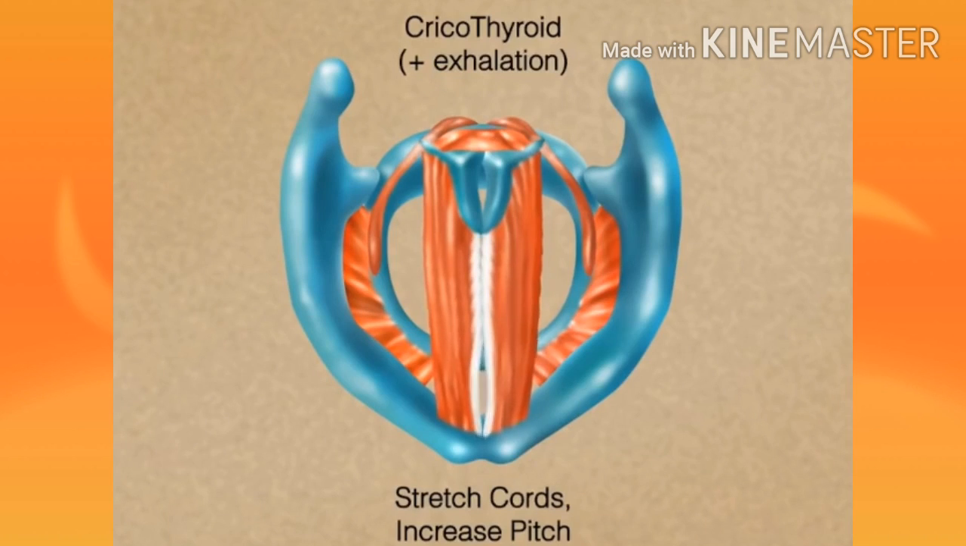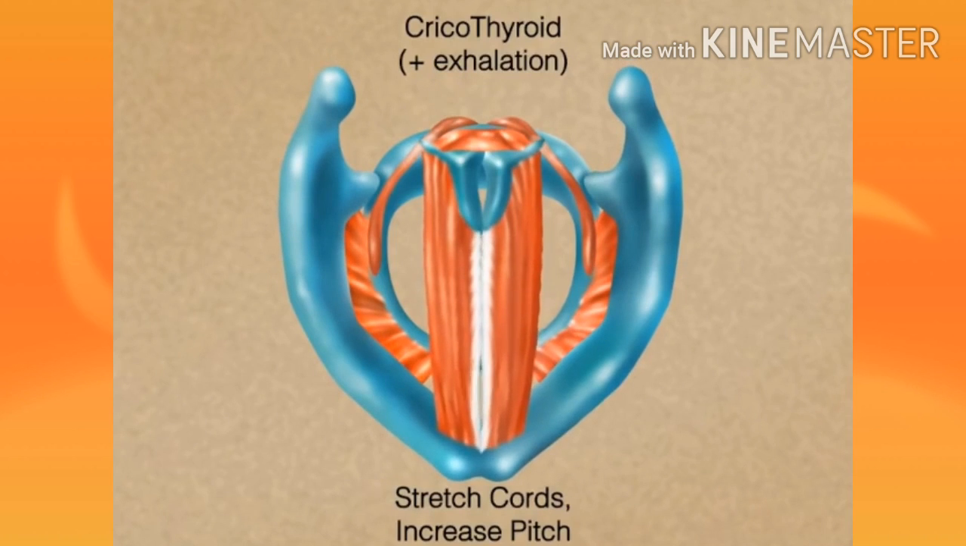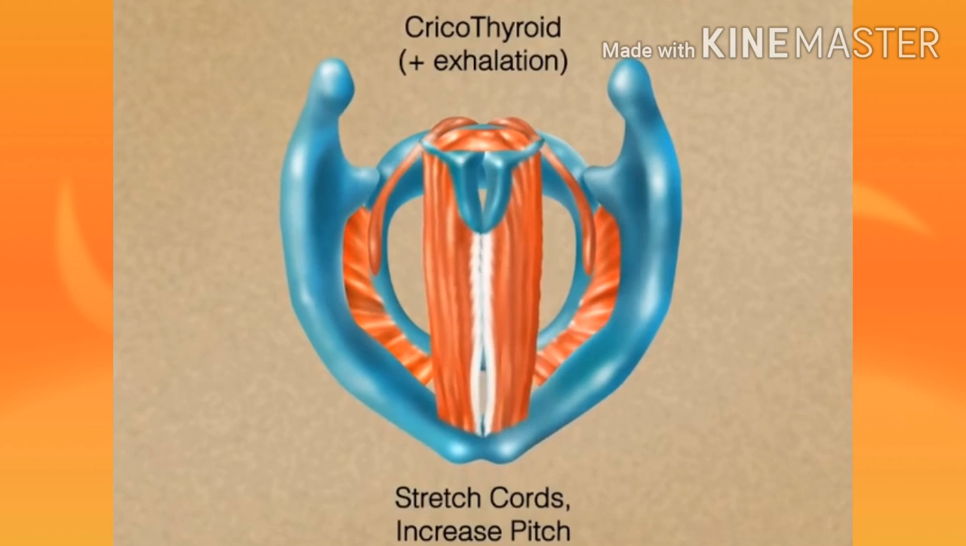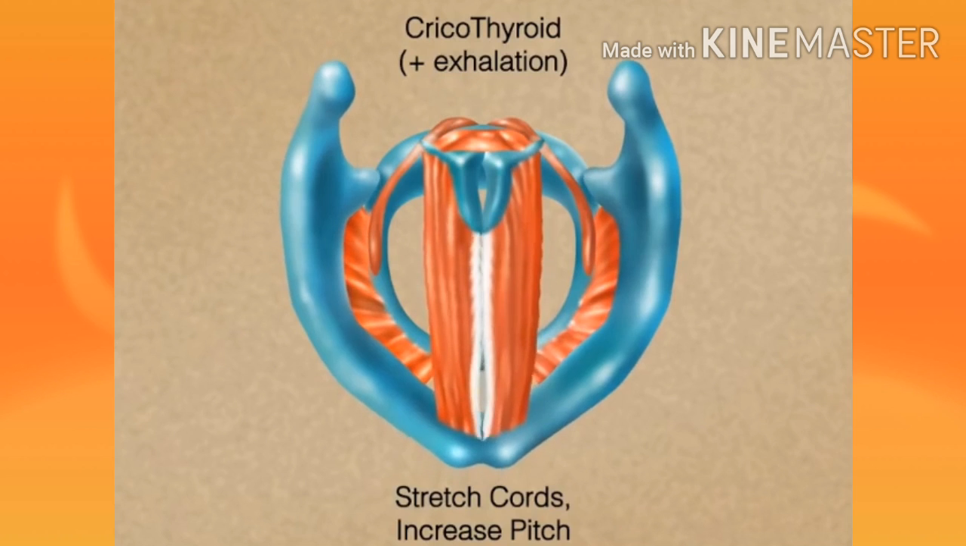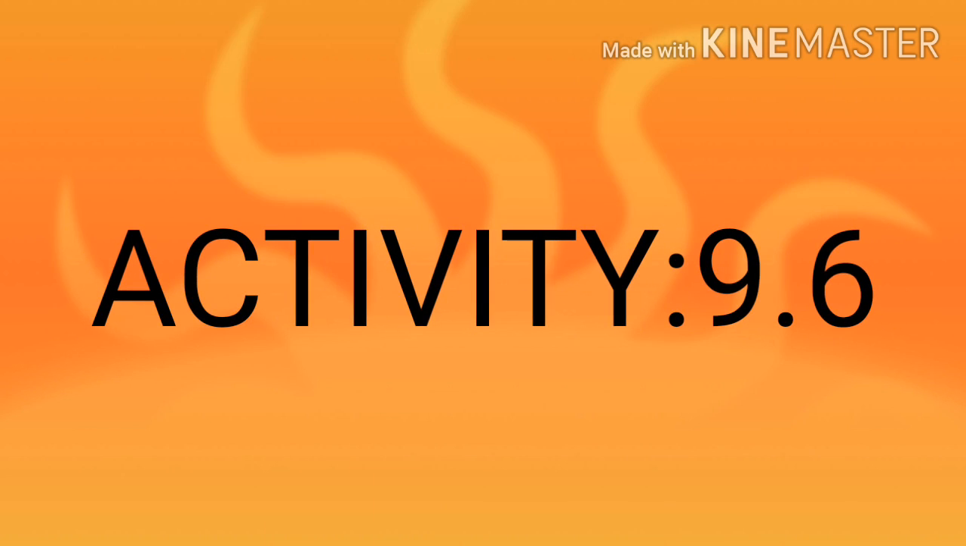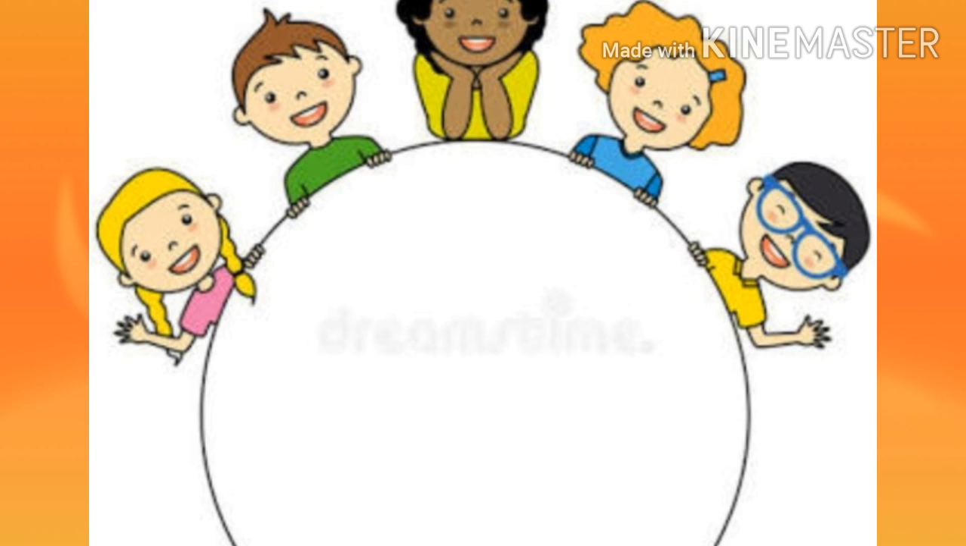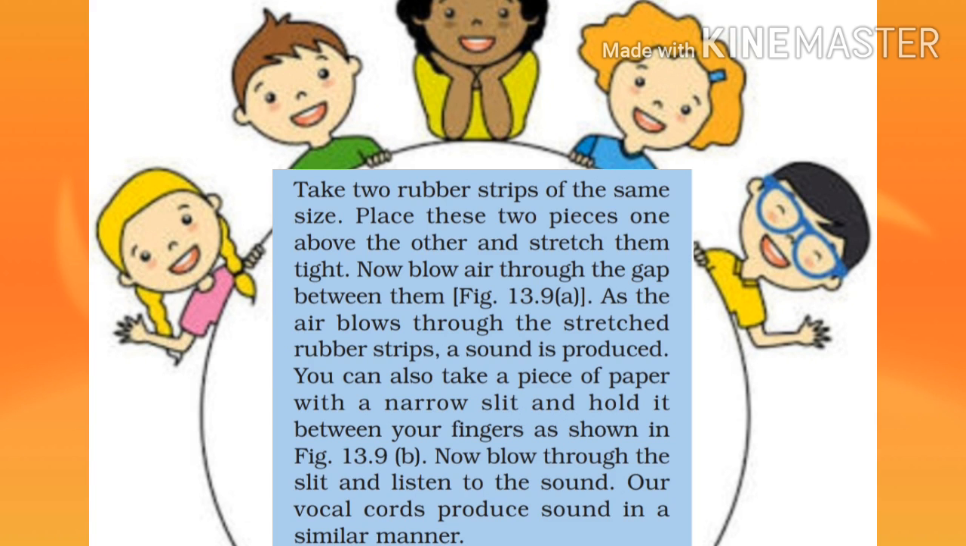Okay, so let us see how the vocal cords actually function, how they actually produce the sound. We can get the idea when we discuss activity 9.6. This activity is very safe for you people. This activity you can perform at home itself. So see, let me read the activity once.